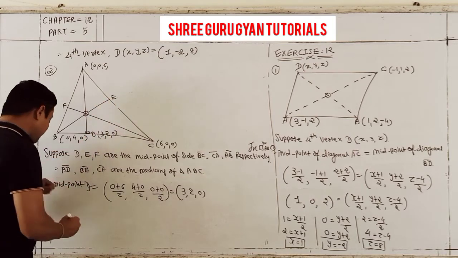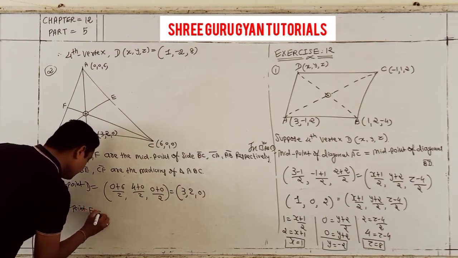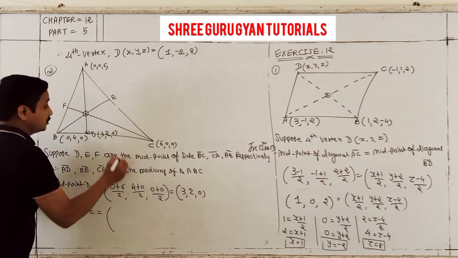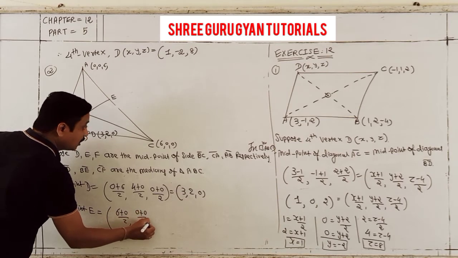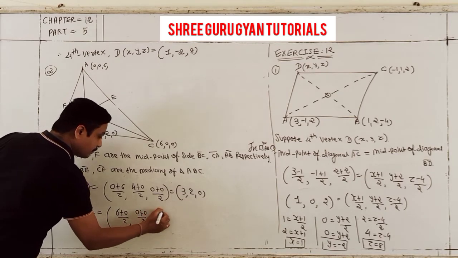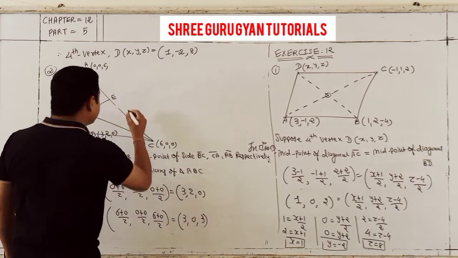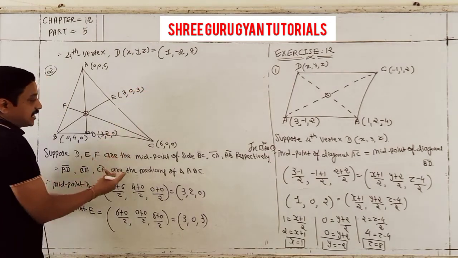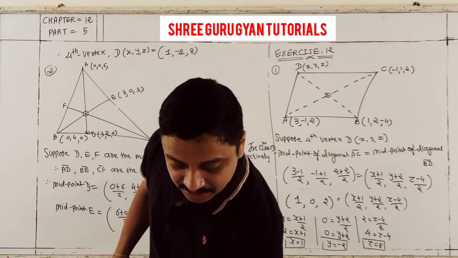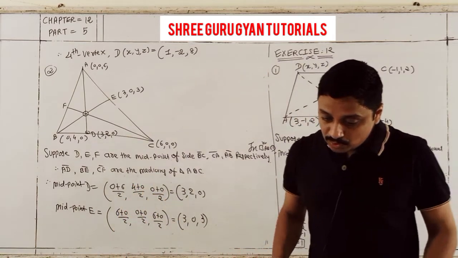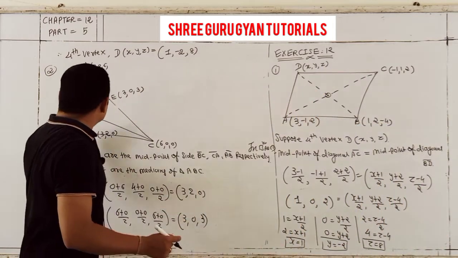Same, now midpoint E. So for midpoint E, apply the same formula: (6 + 0)/2, (0 + 0)/2, and (0 + 6)/2. Our answer is (3, 0, 3). Just like the other midpoints, here also the same. And students, check our coordinates: (0, 0, 6), (0, 4, 0) and (6, 0, 0). Yes, correct.